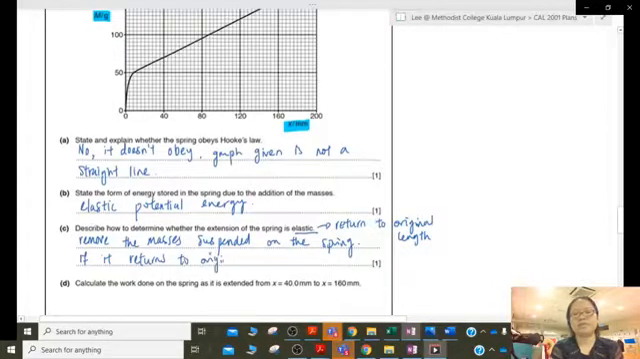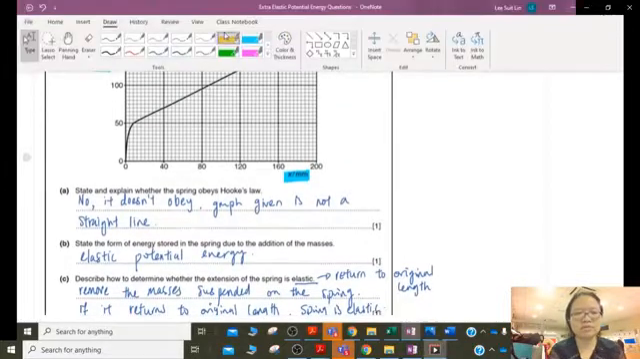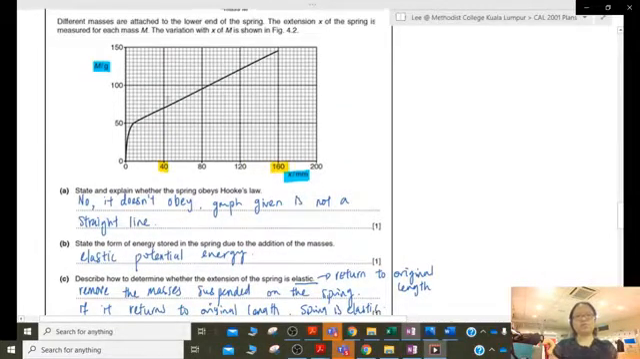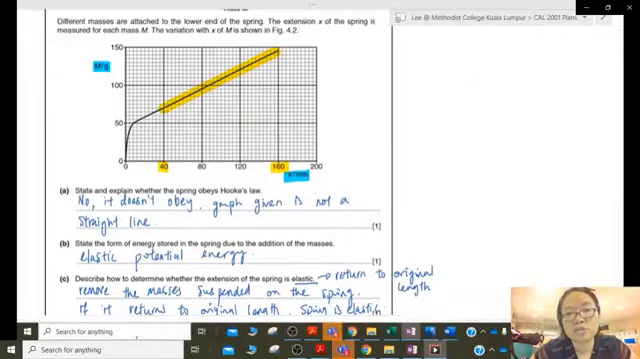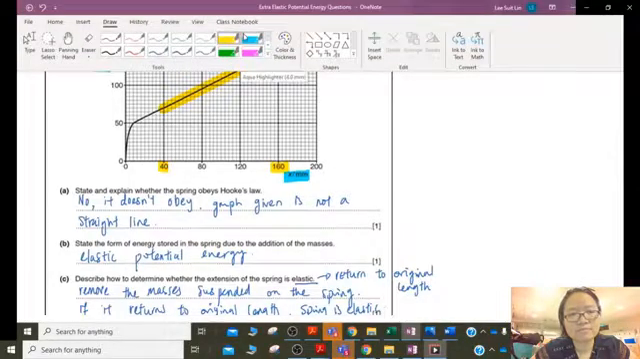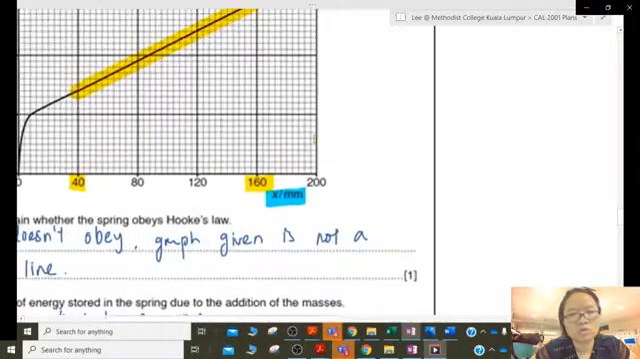So if it returns to original length, the spring is elastic. Okay, so calculate the work done to extend the spring from 40 to 160 mm. So once again, we need to look for area. Thank goodness this is a straight line. If not, we have to count boxes again. I don't want to do that.